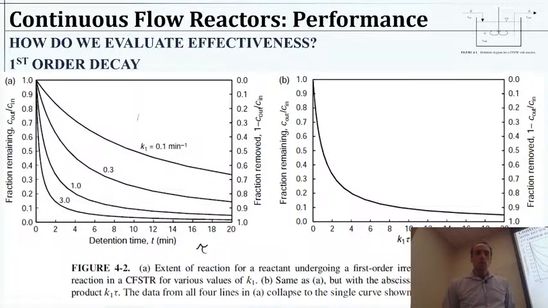So looking at a plot in this manner might be pretty useful, because maybe we have a constrained reactor setup such that we're limited on, let's say, flow rate.